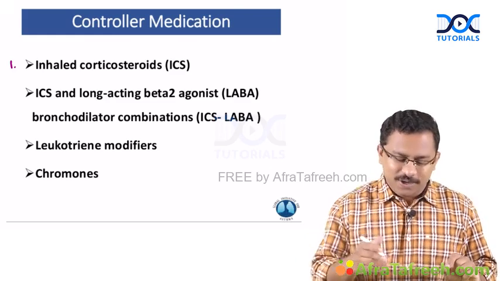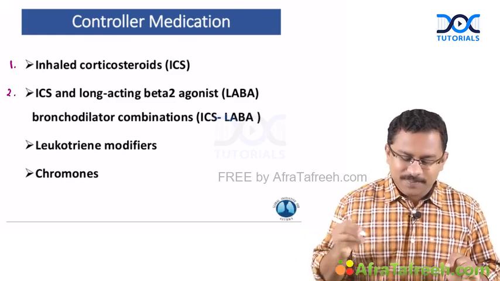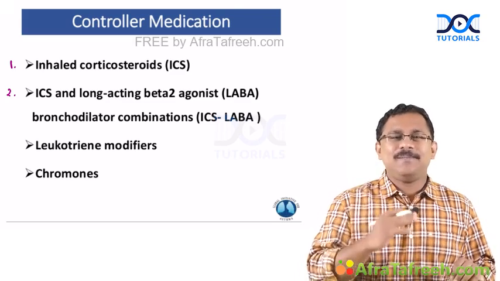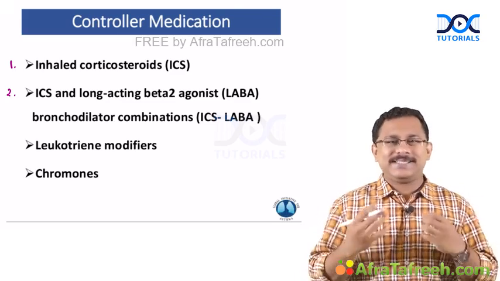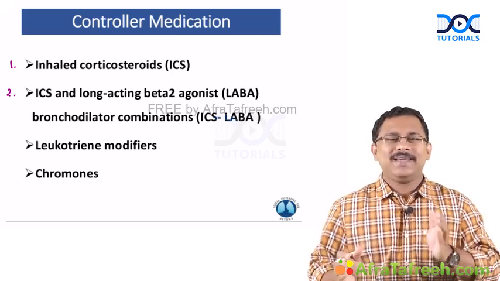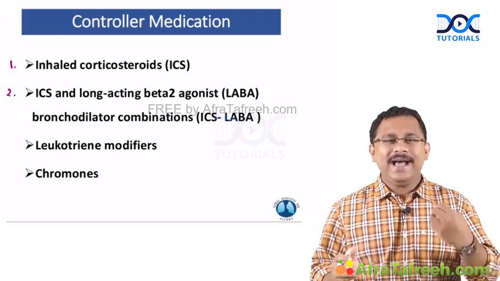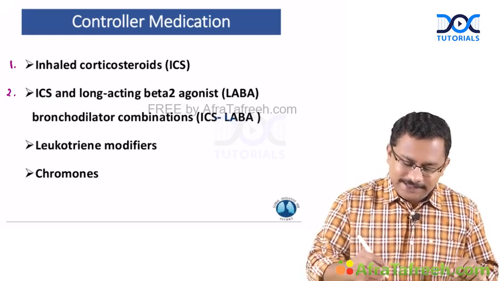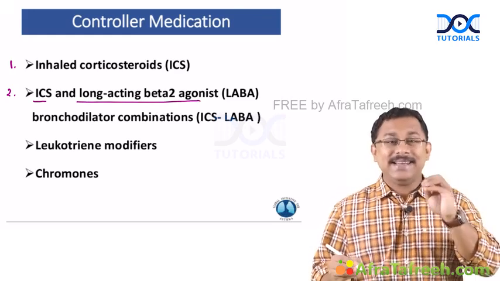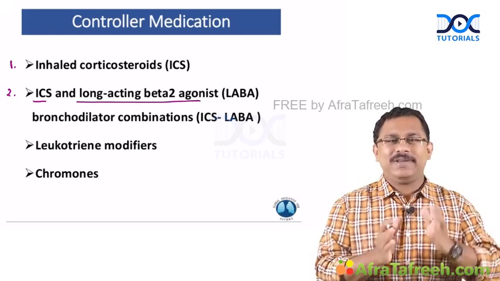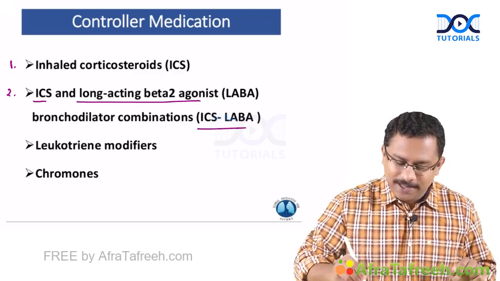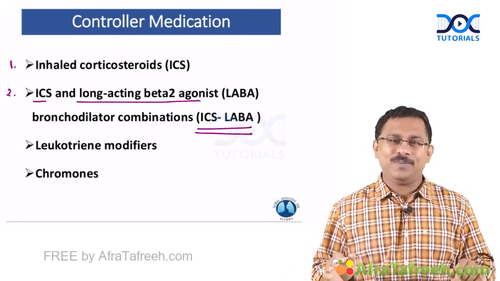Okay, inhaled corticosteroids can be used as controller. Then you can go for combinations, because in various medical conditions you go for combination of drugs. So similarly here we can go for a combination of an inhaled corticosteroid and a long-acting beta agonist. So it is the ICS-LABA combination of an inhaled corticosteroid and a long-acting beta agonist.